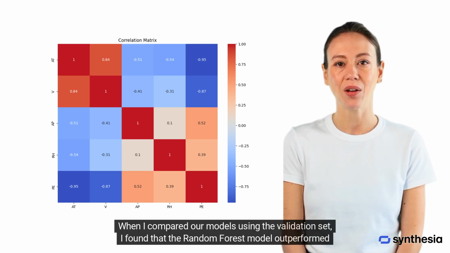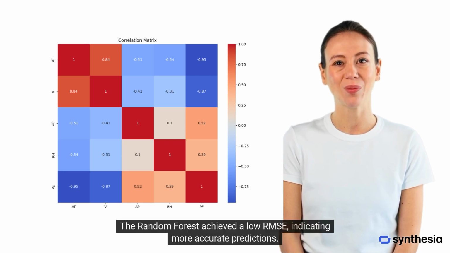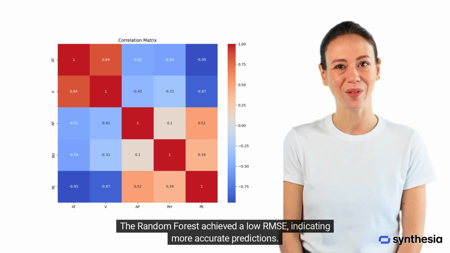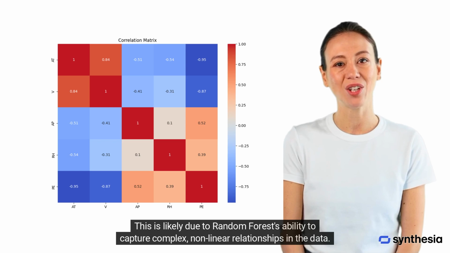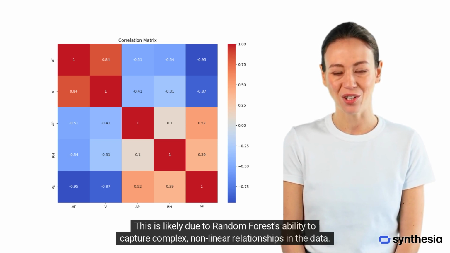When I compared our models using the validation set, I found that the random forest model outperformed linear regression. The random forest achieved a low RMSE, indicating more accurate predictions. This is likely due to random forest's ability to capture complex, nonlinear relationships in the data.